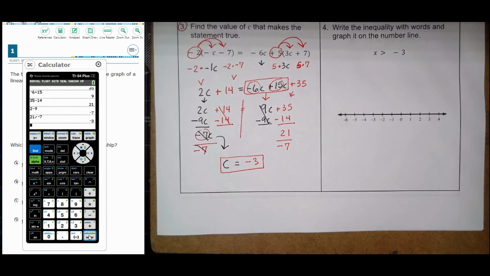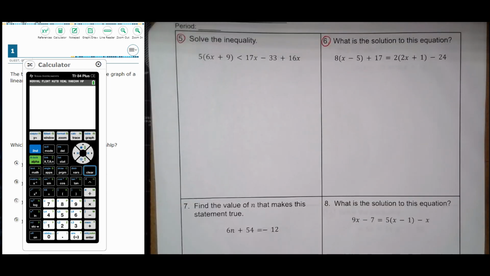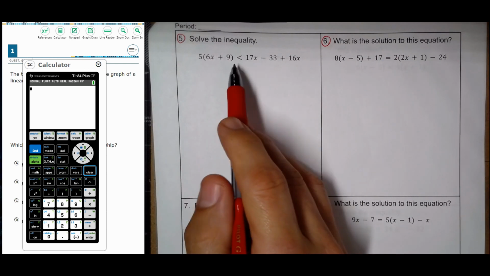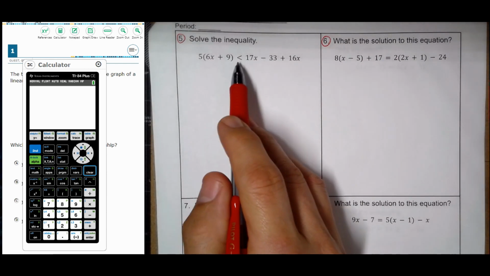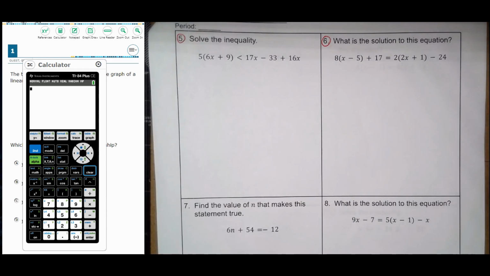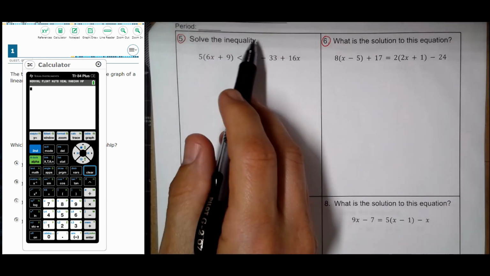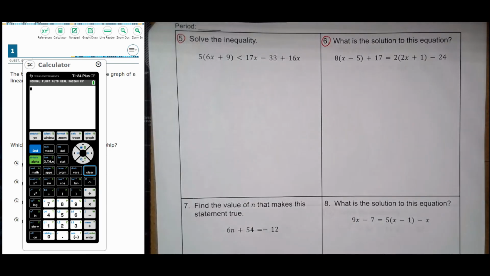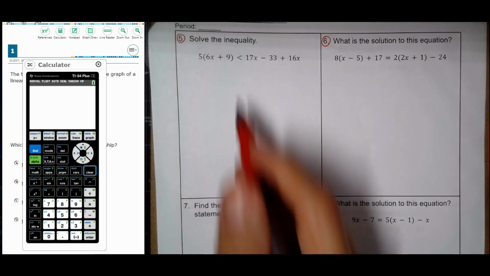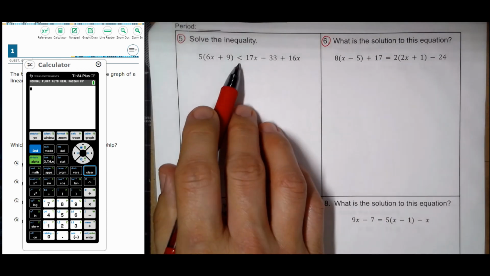So let's take a look at another problem. In this problem, I want you to notice it looks very similar to what we just got through doing, but notice it has an inequality symbol. Do you see this symbol here? There's really just one thing different that you really have to remember when you're dealing with an inequality: you treat the symbol like an equal sign when solving it. However, if you divide by a negative, you have to flip the sign.